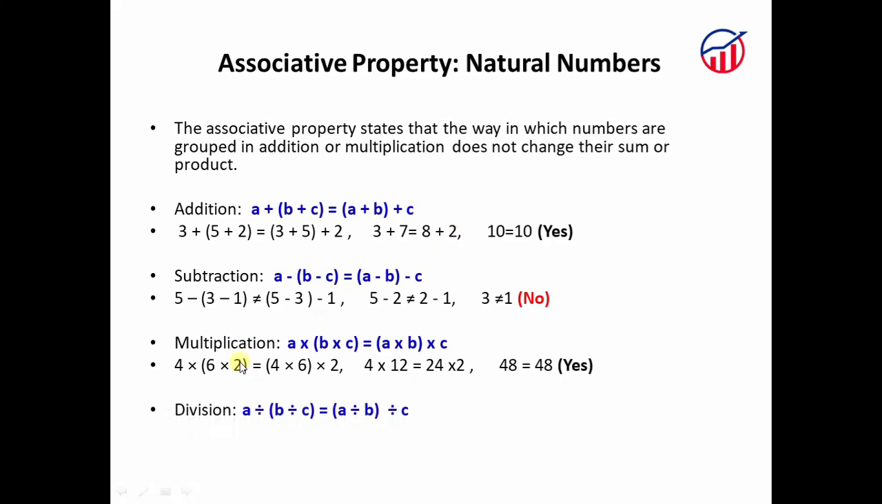Finally, let's check out division. So you have a divided by (b divided by c) is not equal to (a divided by b) divided by c. So what are the values of a, b and c? 10, 2 and 5 respectively. So this is the equation. So what are you going to do first?